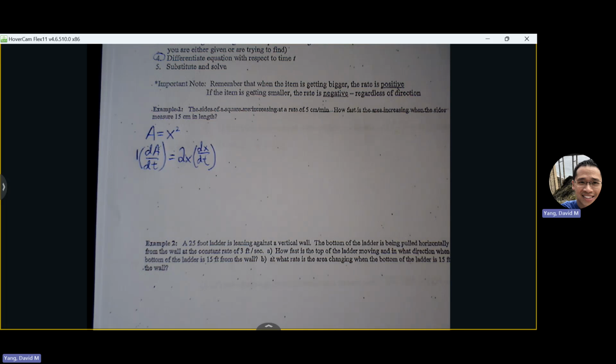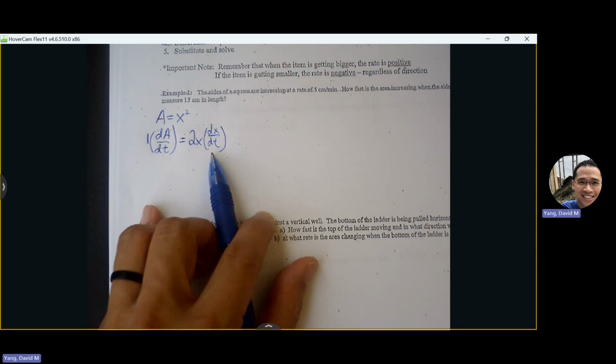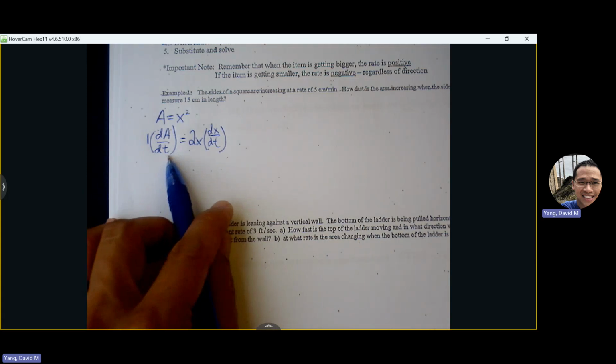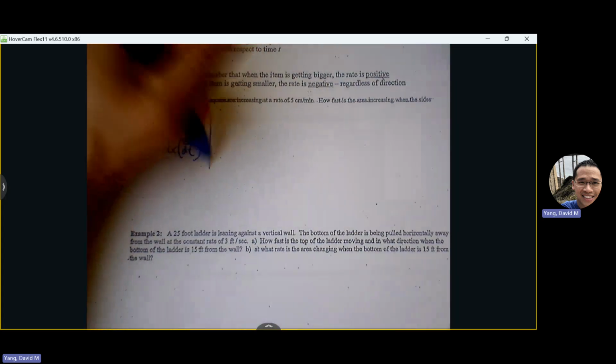X represents the length of a square at a moment in time. Dx dt represents the rate at which the length of the square is changing, right? Okay. And dA dt represents the rate at which the area of the square is changing. So we'll keep that in mind as we look at some of these values here.